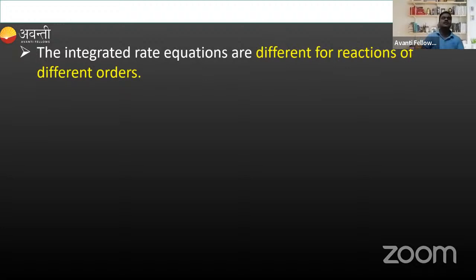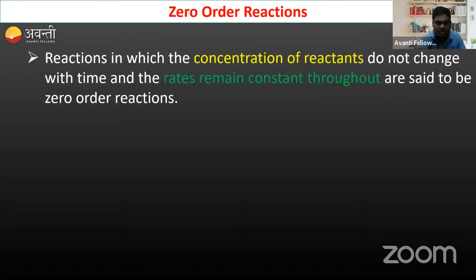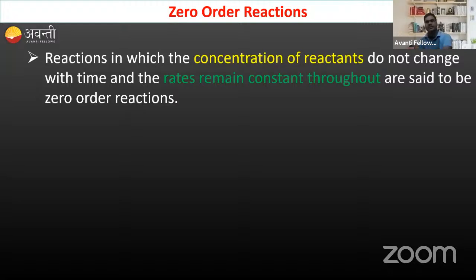The integrated rate equations are different for reactions of different orders. So let's see the zero order. A reaction in which the concentration of the reactant does not change with time, and hence the rate remains constant throughout, is said to be a zero order reaction. So let's see how to derive this.